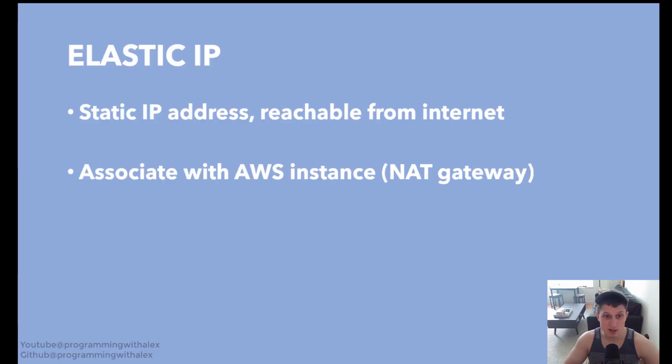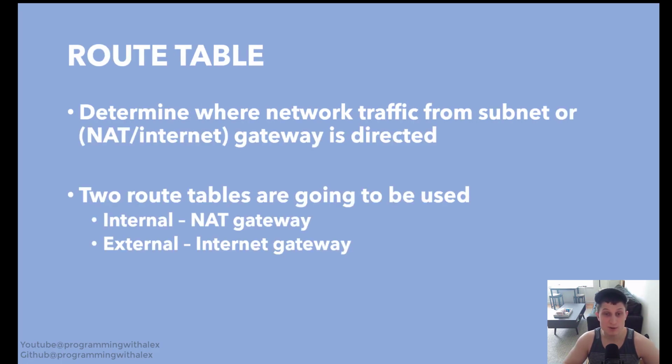And like we just said, the elastic IP is just the static IP address that's reachable from the internet. And like we said before, it's associated with the NAT gateway, not the Lambda instance and not the internet gateway, but the NAT gateway.